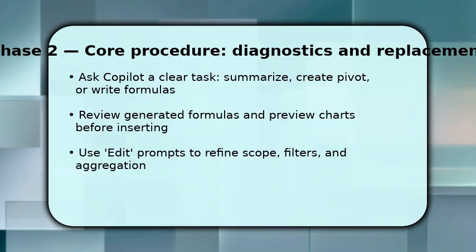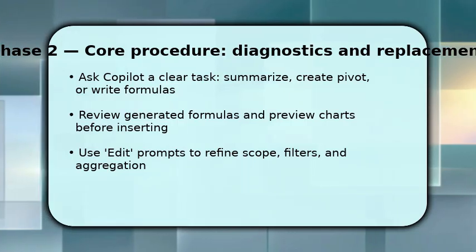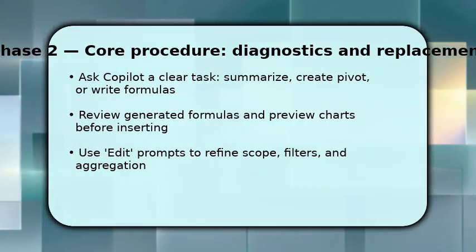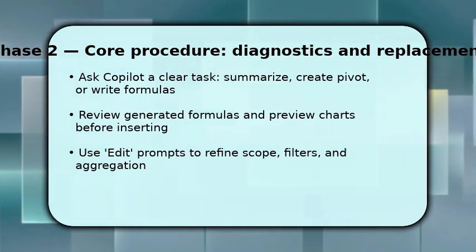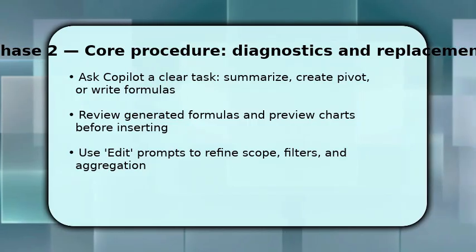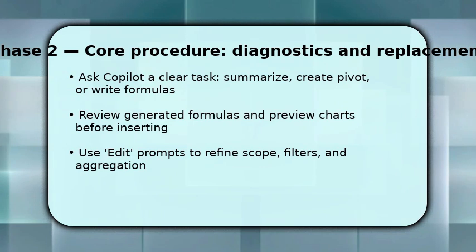After Copilot generates formulas or visuals, inspect the preview pane and check cell references and aggregation types before accepting changes. If results aren't exact, use short edit prompts to tighten filters, change groupings, or switch aggregation from sum to average. This iterative loop refines outputs and teaches Copilot.